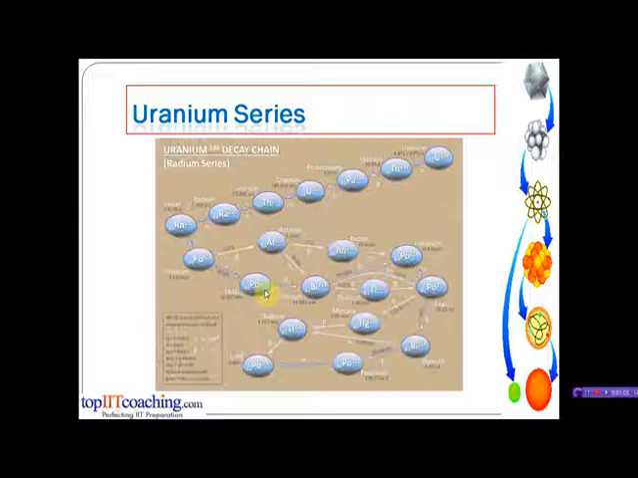lead-214. A beta particle is emitted and it gets converted into bismuth-214, which then forms polonium-214 by emitting a beta particle. It emits an alpha particle to form lead-210, which then again emits a beta particle to form bismuth-210. It emits a beta particle forming polonium and then again an alpha particle forming lead-206.